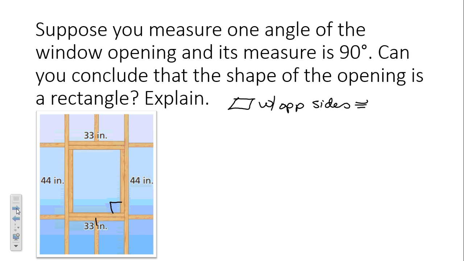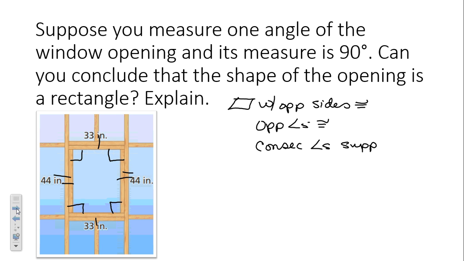Okay, because the opposite sides are congruent, it's a parallelogram, and that means that opposite angles have to be congruent. And what makes these two have to be 90 degrees? Consecutive angles of a parallelogram are supplementary. 180 minus 90 is 90. Everybody good with those? Okay. Next example.